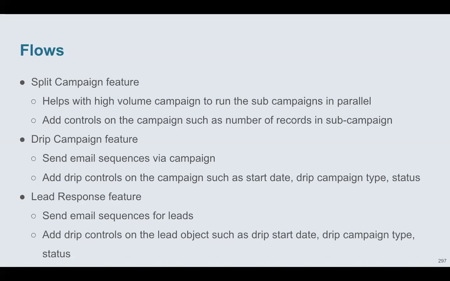And then we have the drip campaign feature as well. That's part of our flow now. You can run the email sequences using campaign, and you can have certain drip controls on the campaign objects, such as when you want to start the drip and what type of campaign it is, and if you ever wanted to abort it, you could do that manually. And also I think there's an active campaign feature as well.